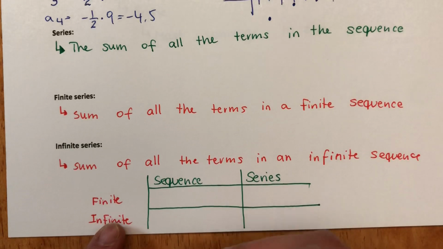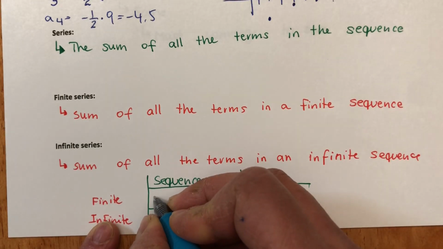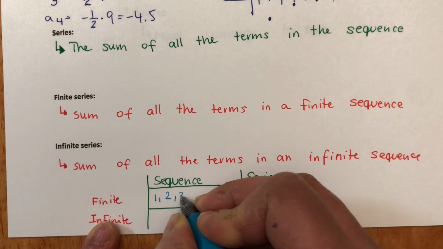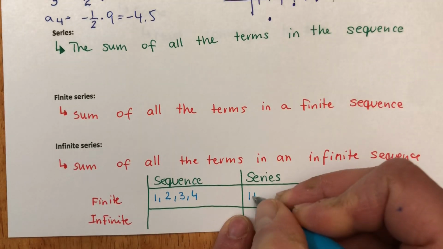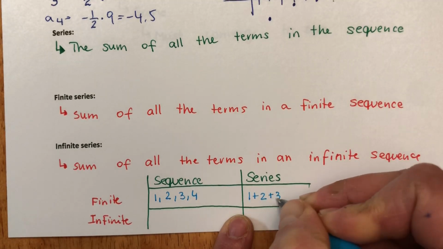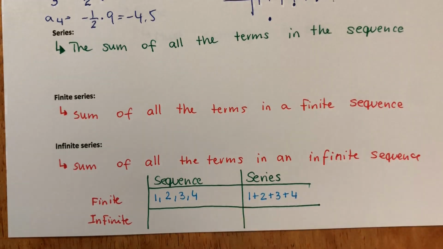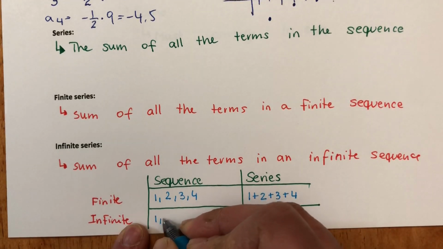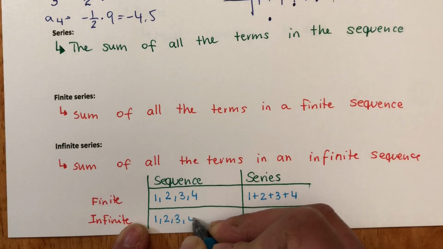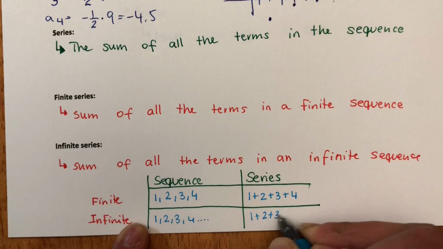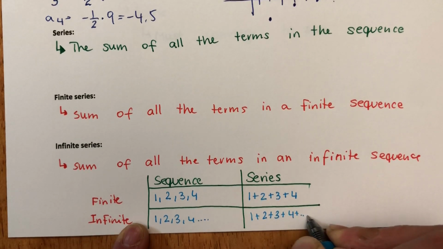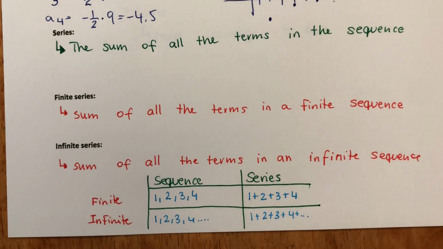So let's see. If I have a sequence, that would be, for example, 1, 2, 3, 4, and I'm going to end it right there. If I have a series, it would be a sum of all those terms. Now this one, let's say I have 1, 2, 3, 4, and I say that this doesn't end. Series, and this one doesn't end. All right, we'll see what happens with those later on.